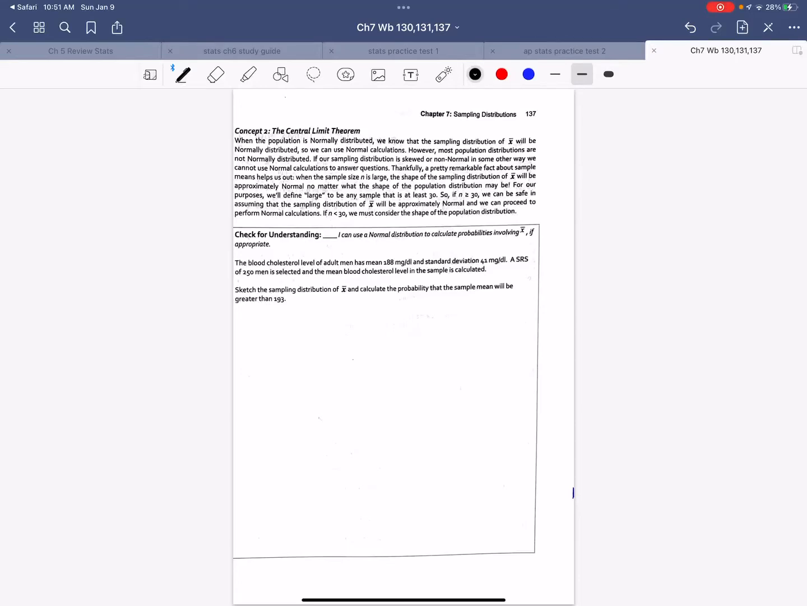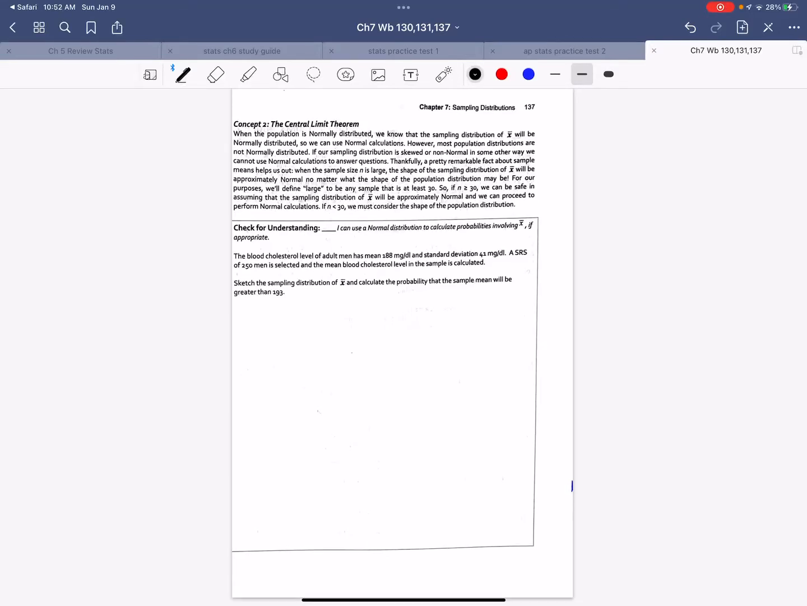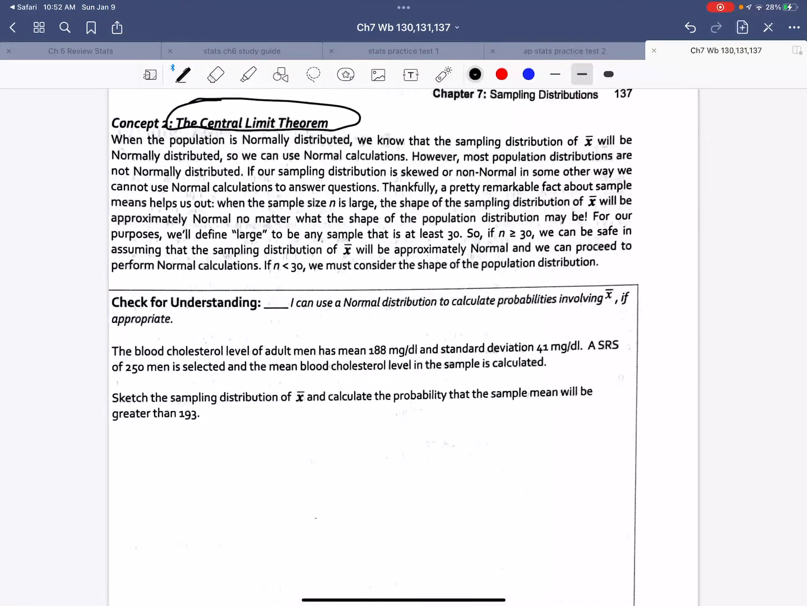Hey guys, now this is something new we didn't talk about before. You can kind of think of this as a flipped classroom. I'm teaching it in the video. It's called the central limit theorem.